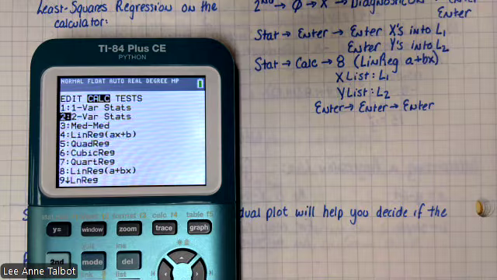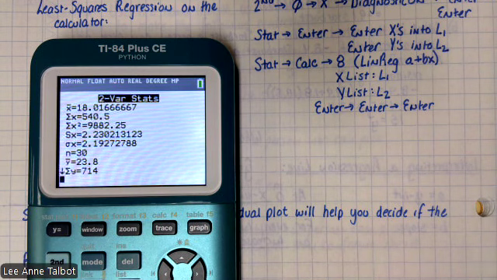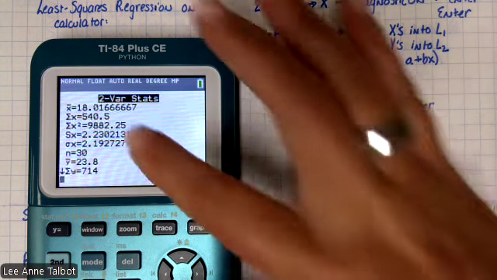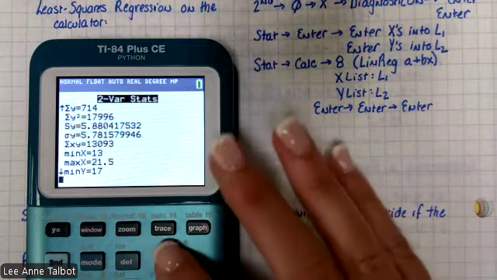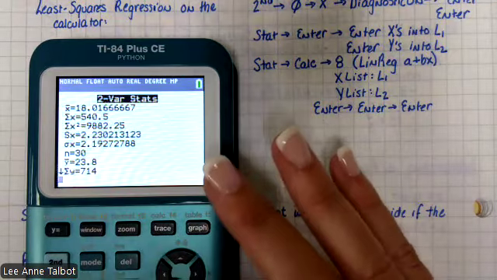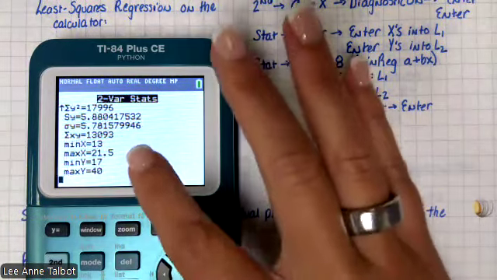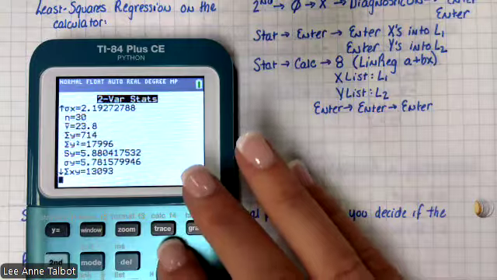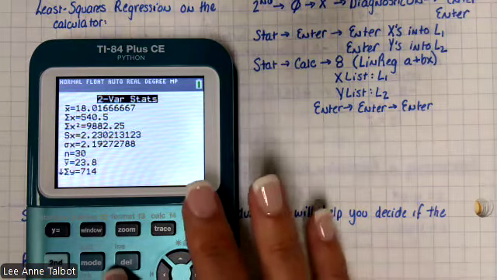If you hit two variable stats, trust me, it's not going to hurt anything as long as you have your L1, L2. What it'll do is give you the one variable stats for the X's, and then the one variable stats for the Y's, which is kind of cool. Just so you know, that's there. We're actually going to use that tomorrow, but that's not what we're going to do.